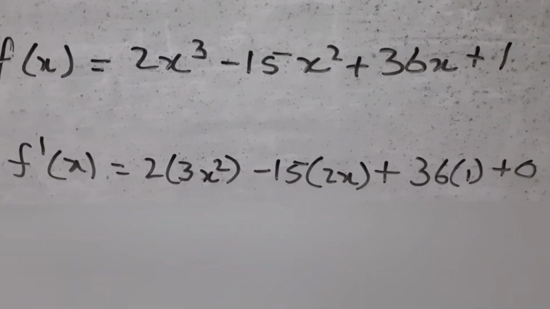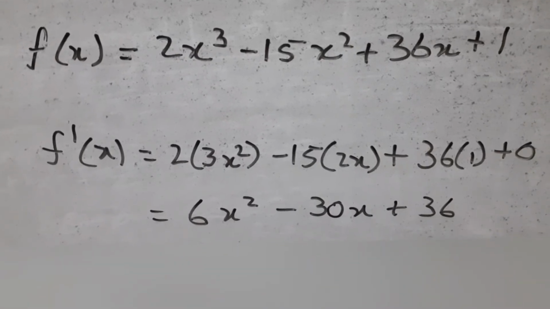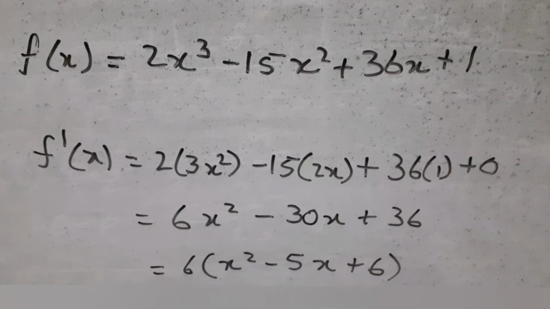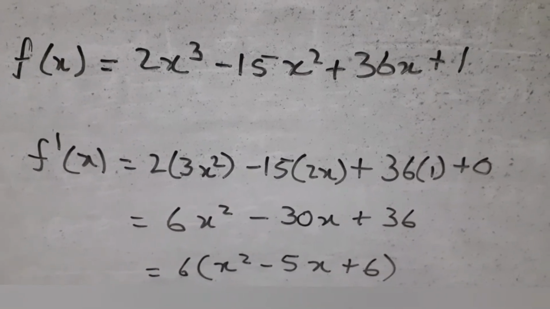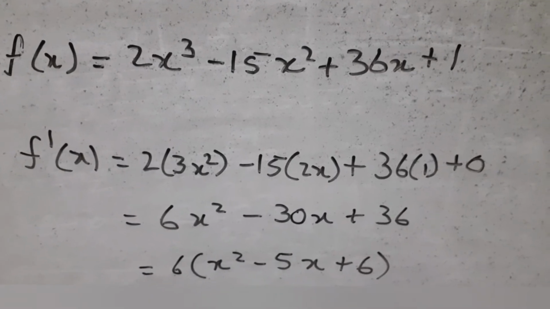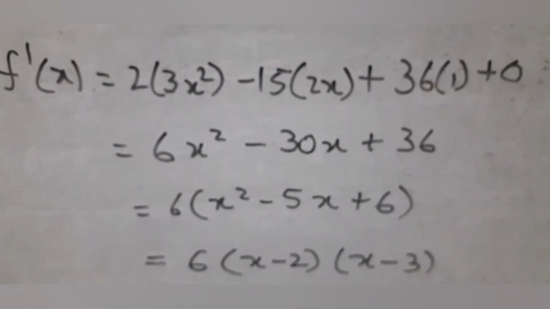So f dash x equal to 6x square minus 30x plus 36, taking 6 common, 6 times x square minus 5x plus 6. To factorize the quadratic, we find two numbers whose sum is minus 5 and product is 6. Clearly they are minus 2 and minus 3. So factoring, we get 6 times x minus 2 into x minus 3.